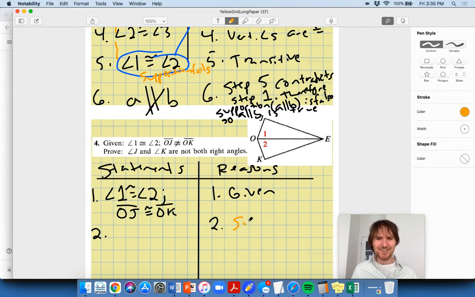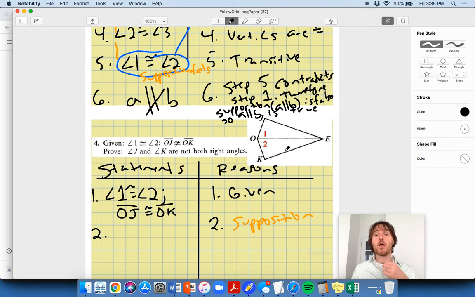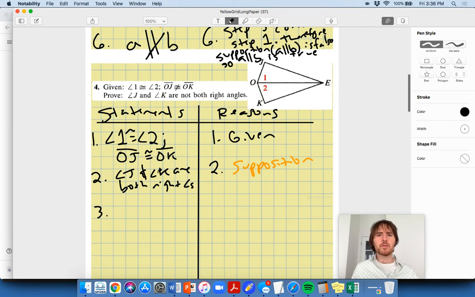Supposition. Let's check it out here. What we're supposing is that what we're trying to prove, we're going to temporarily assume that it's false, that the opposite must be true. So that would mean that angle J and angle K are both right angles. So what are we going to do? We assume that they're both right angles.